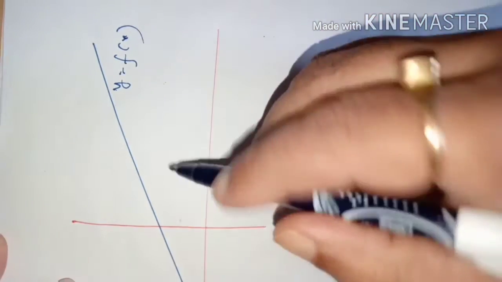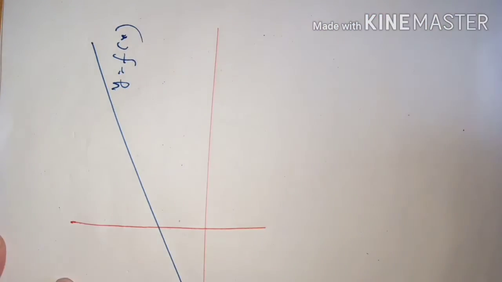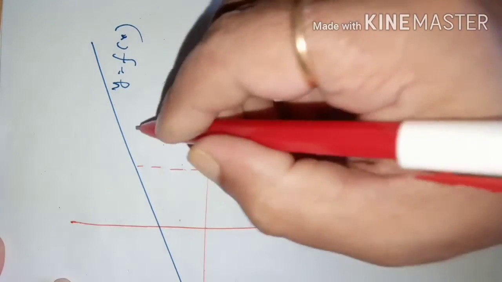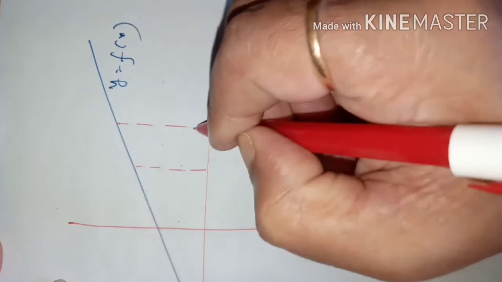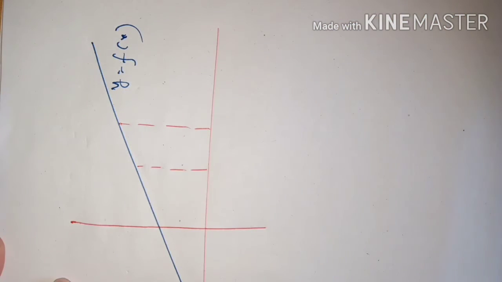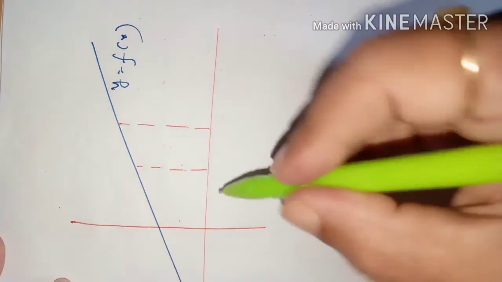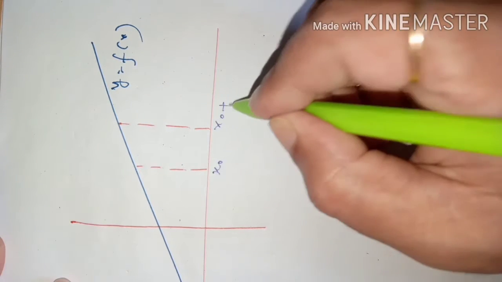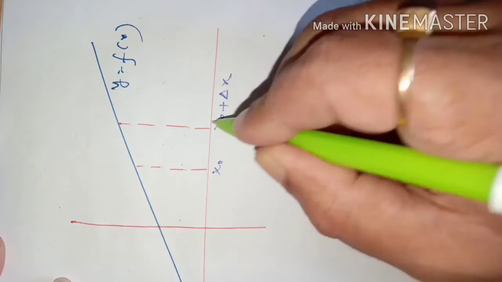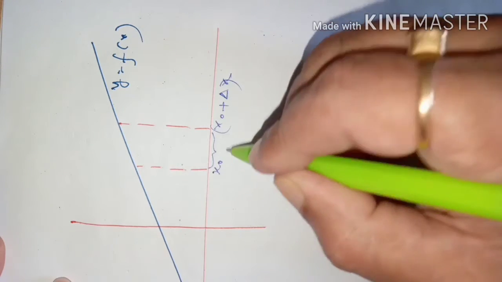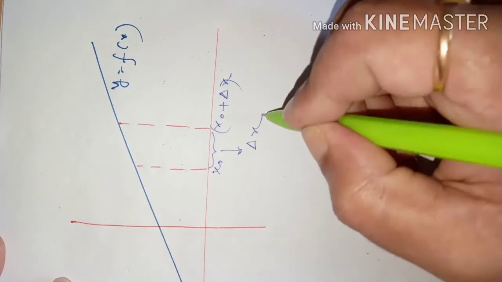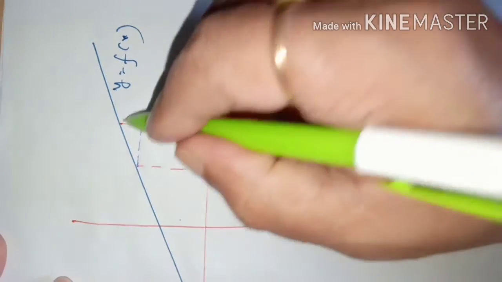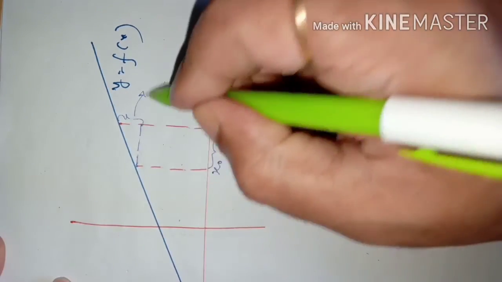Okay. Then, if we talk about the rate of change of y with respect to x, what do you understand? That means when x changes from, suppose this is x naught and this is x naught plus delta x, there is a change in x, that is delta x, no? So at that time, what is the change in y? That is this much, so that is suppose delta y.